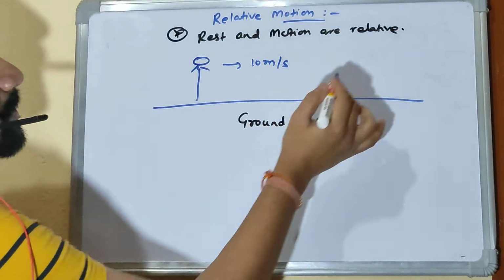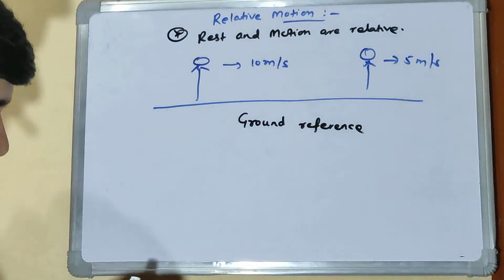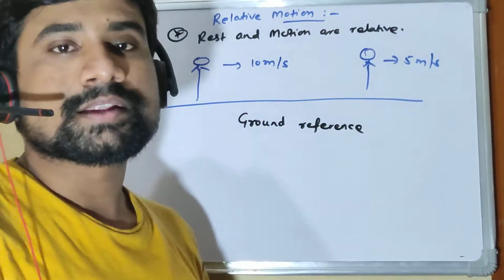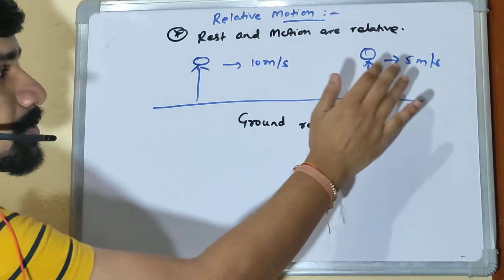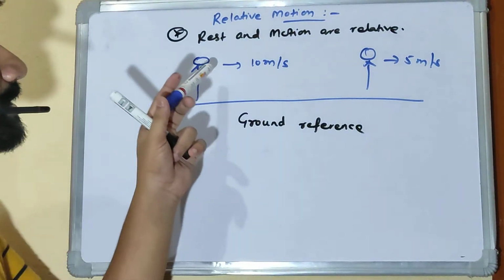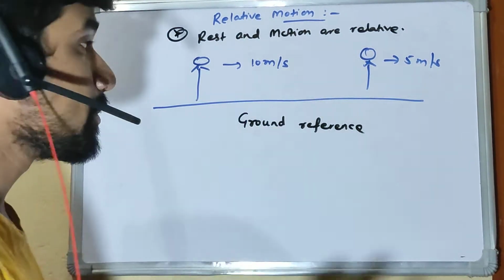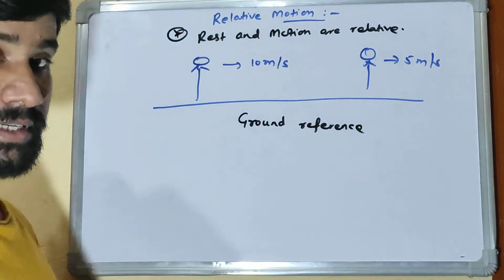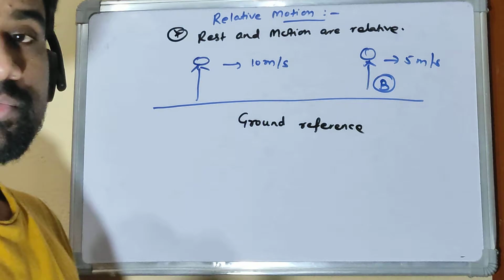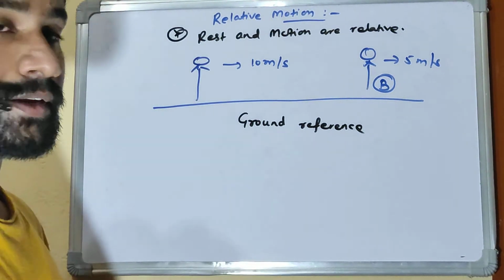But if this person meets another person who is moving at 5 meter per second, then with respect to that person, it is no more 10 meter per second, right? This 10 meter per second is its absolute velocity with respect to ground. In the ground frame, it has velocity 10 meter per second. But in person B's frame, I don't know what the velocity of this person is. It will obviously not be 10 meter per second, right?